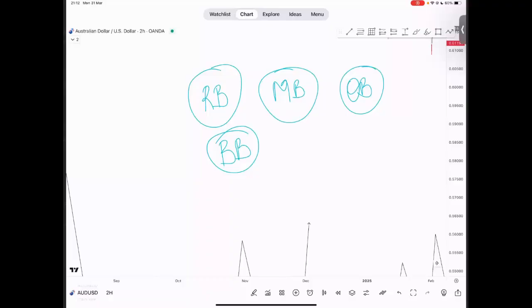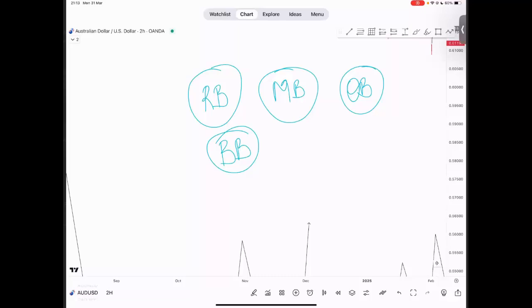But the reclaimed blocks, the breaker blocks and the mitigation blocks are different, although you buy and sell them. Just like we have bullish order blocks and bearish order blocks, we have bullish reclaimed blocks and bearish reclaimed blocks. We also have bullish mitigation blocks, bearish mitigation blocks, bullish breaker blocks, bearish breaker blocks. So in today's class, we're going to be introducing these four PDRAs and trying to understand the concepts behind them.